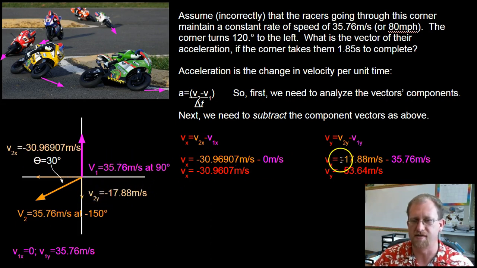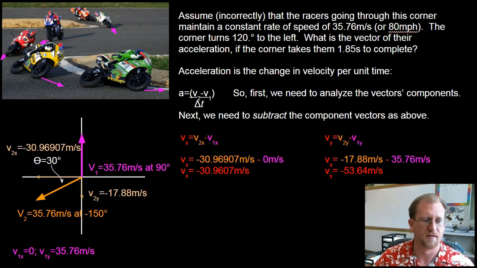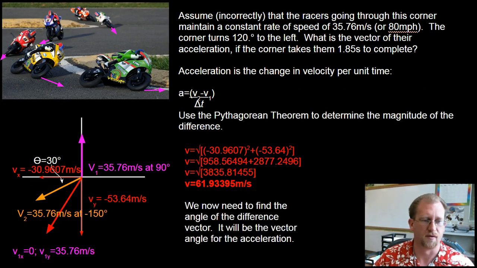Now watch your signs. This is a negative minus a positive, so I actually get a larger negative number. Okay, negative 53.64, and here it's just the same because this other one was 0. So now I have my final x and my final y. Now I can draw my resultant vector.